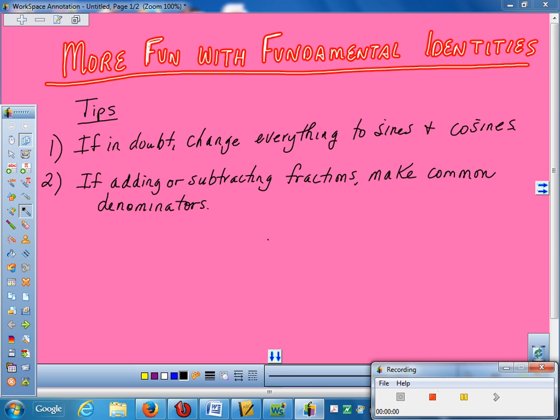One more time, you're going to be up here on this corner. If you're adding or subtracting, yes, you need to make common denominators. You're doing fractions. Common denominators are going to be your friends.